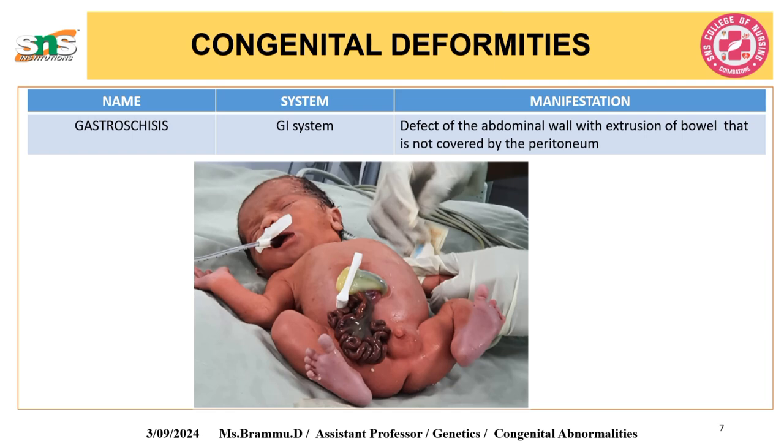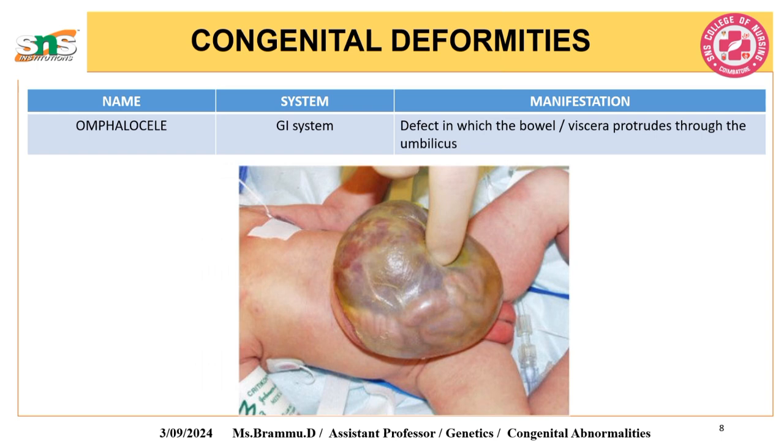Now, starting with the congenital deformity. In this picture you can see that the intestines have eviscerated outside the abdomen instead of being placed inside. The small intestine is totally outside. This is mainly a defect in the abdominal wall which causes extrusion of the bowel, an outpouching, and the bowel contents are outside and not covered with the peritoneal layer. This condition we call gastroschisis, and it is a defect of the GI system. It is a malformation during the embryological period in intrauterine life.